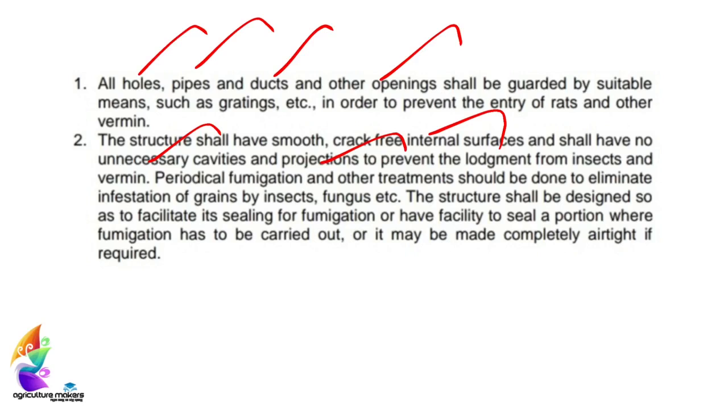insects, fungus, etc. The structure shall be designed so as to facilitate its sealing for fumigation, or to facilitate sealing a portion where fumigation can be carried out, or sometimes it may be made completely airtight if required.